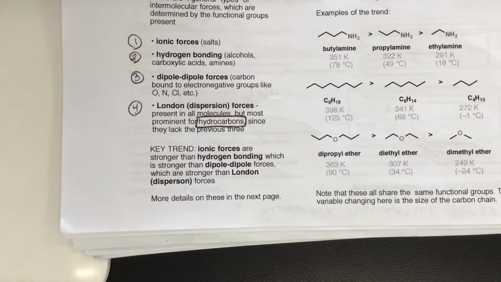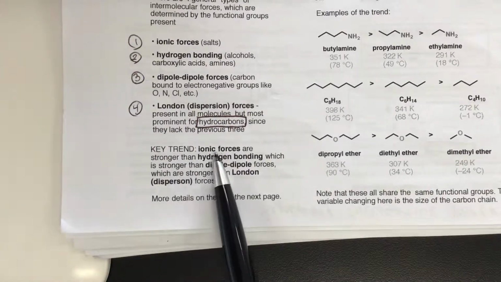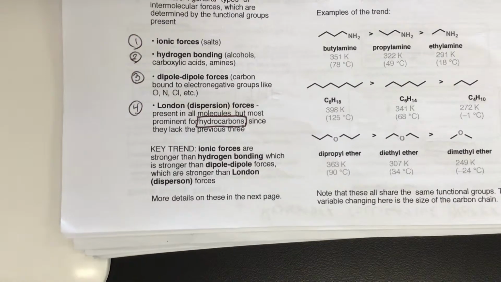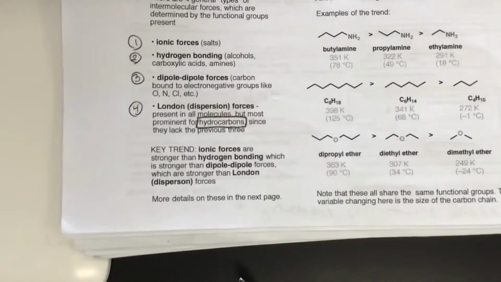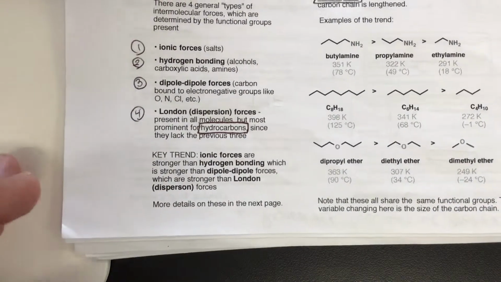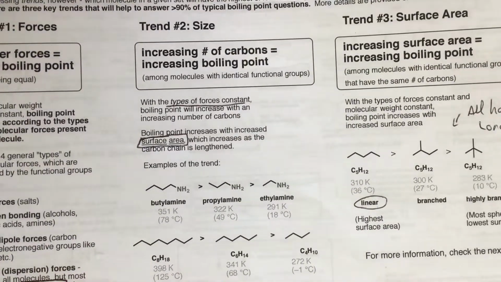All molecules have these because the electrons are moving, but if you're dealing with, say, just a plain hydrocarbon, then this is going to be the only force that's present there, because you're not going to have any ionic forces, hydrogen bonding, or dipole forces. Okay? So the thing to remember here is, if you've got four molecules that are the same, then you're going to look for ones that have ionic forces. They're going to have the highest boiling point, followed by hydrogen bonding, followed by dipole forces, followed by London forces. Okay?